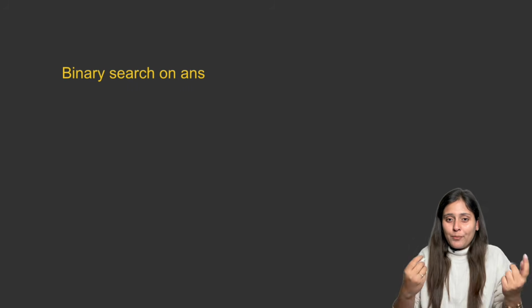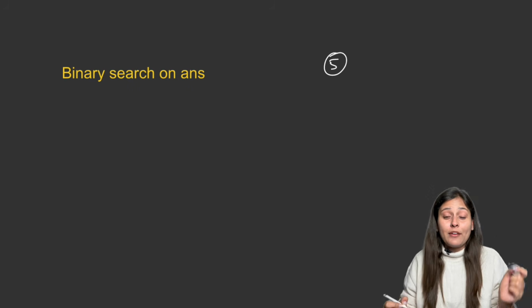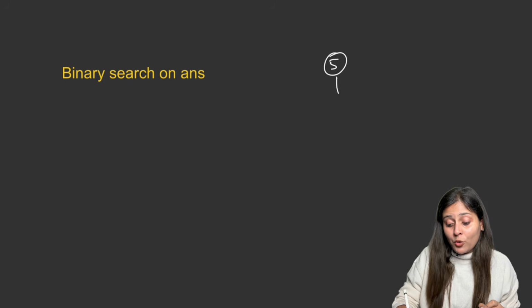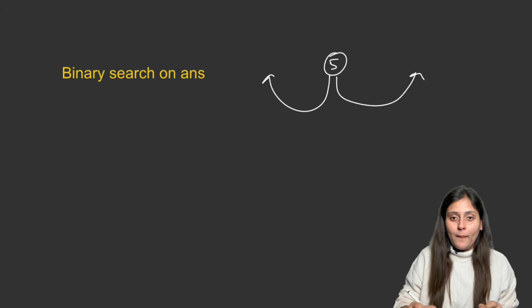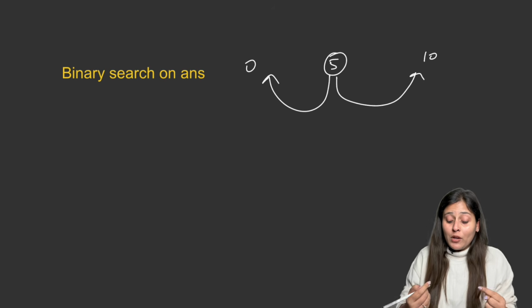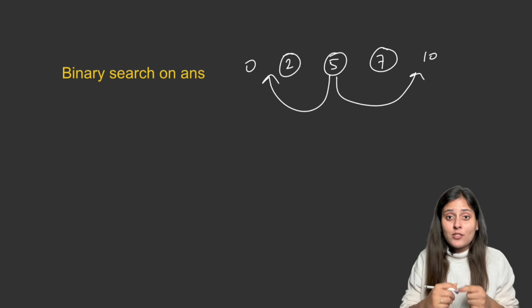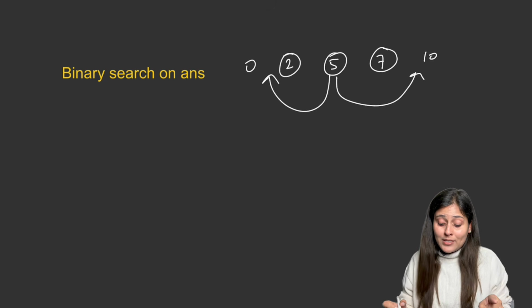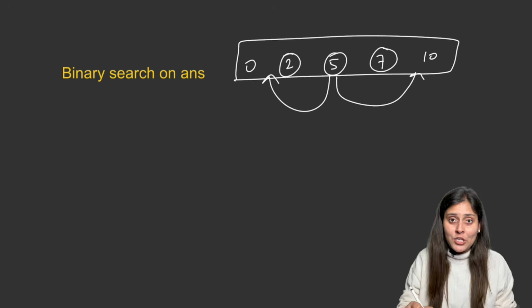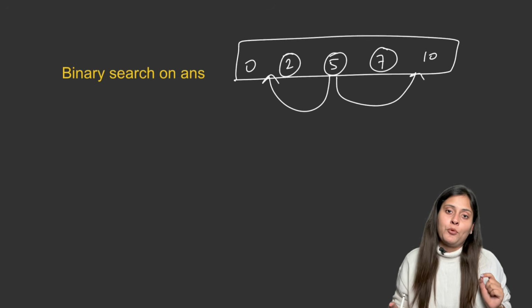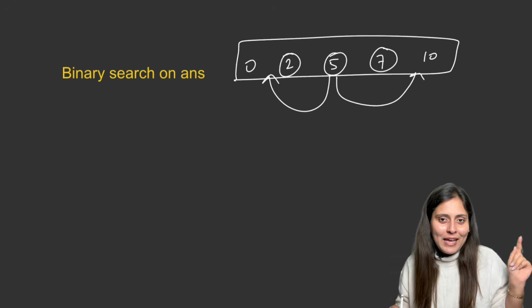For example, suppose you're thinking that 5 can be the answer or not. If 5 is the answer, then you might go for the right side or left side, but not linearly. Basically, here also you will be applying the binary search. Should I check with 2 now or should I check with 7 now, and so on. Basically, you are applying binary search but on your answer range and not on the given input array. To understand this more clearly, let's move on to the question.